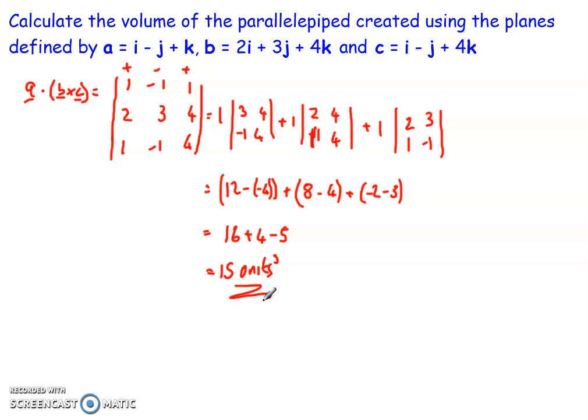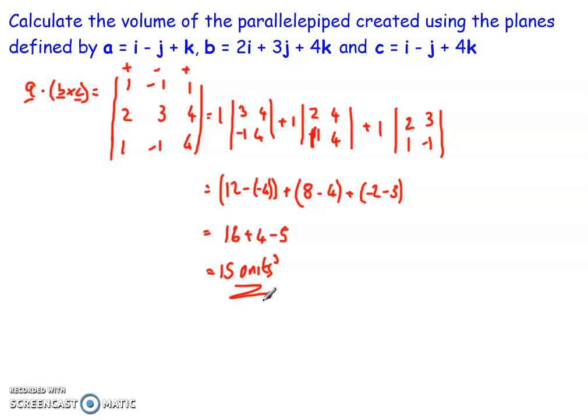Now again, it's important to remember I could have done it any other way. I could have done A cross B with the C being the scalar as well. I could have done B as a scalar with the C cross A. Doesn't matter which way around we did it. We should still get the same answer each time.